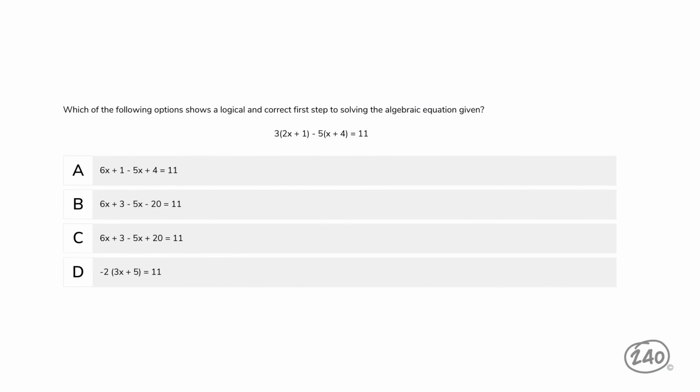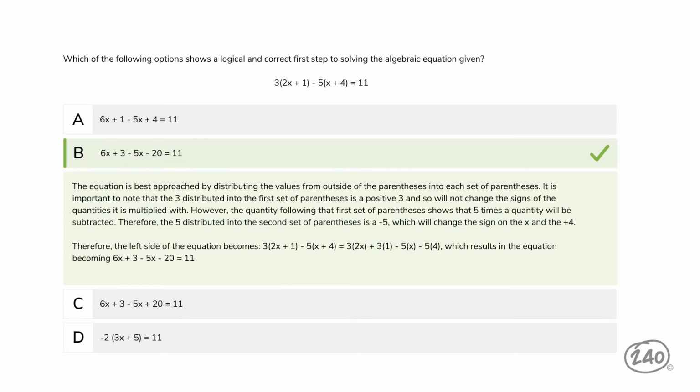Which of the following options shows a logical and correct first step to solving the algebraic equation given? Even though this is algebra, we still need to remember PEMDAS from earlier, so we can start with the parentheses. If we distribute the 3 and the negative 5 to their respective parentheses, we'll get this choice. 6x plus 3 minus 5x minus 20 equals 11.